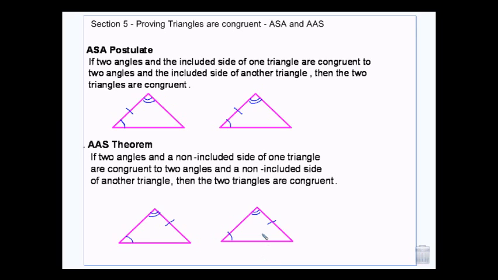Okay, so what we have so far is side, side, side, angle, side, angle, and angle, angle, side. So is ASS the only one that will work? Yes, so far. You can't have ASS.